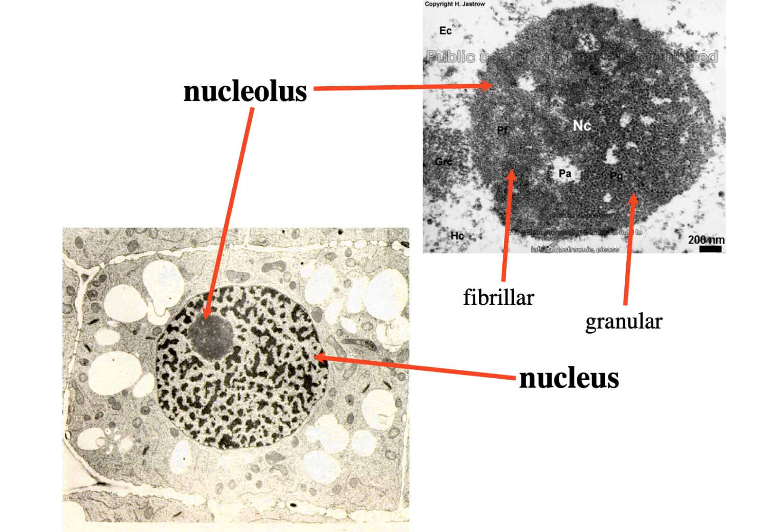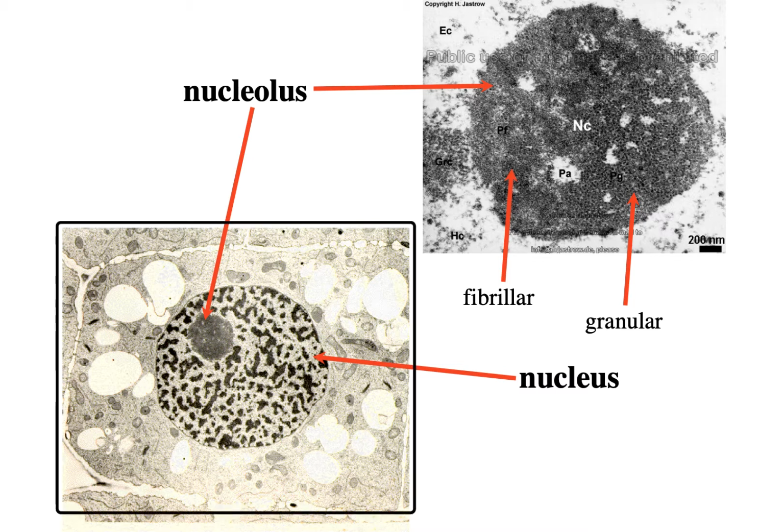So here is an example of that, of a nucleus and a nucleolus. This is a plant cell down here with the nucleus and the heterochromatin, which are the dark areas, and the euchromatin, the lighter areas where the DNA is actually being transcribed probably. And then the nucleolus, which is clearly visible here. And you can see it doesn't have a membrane around it.